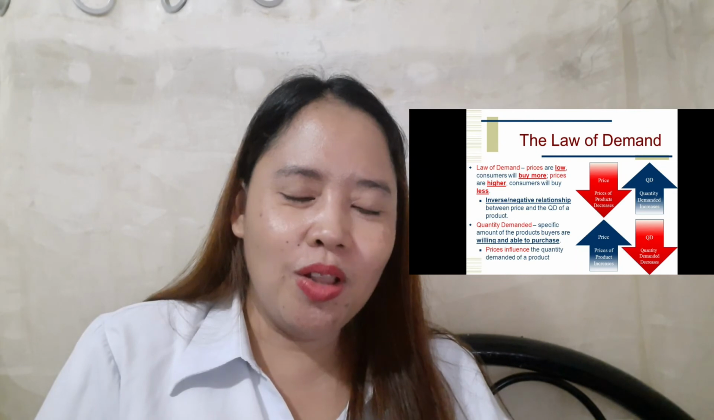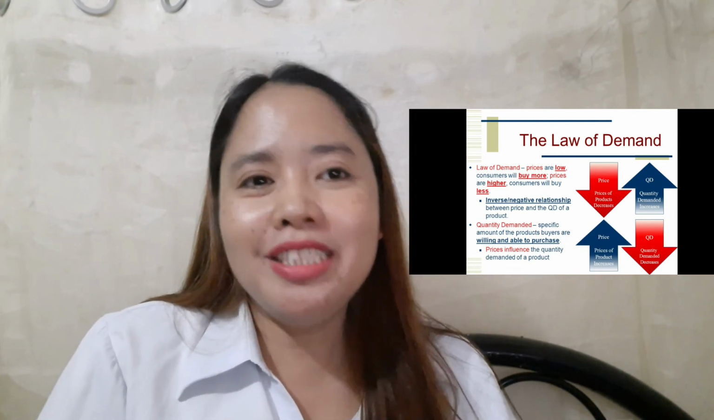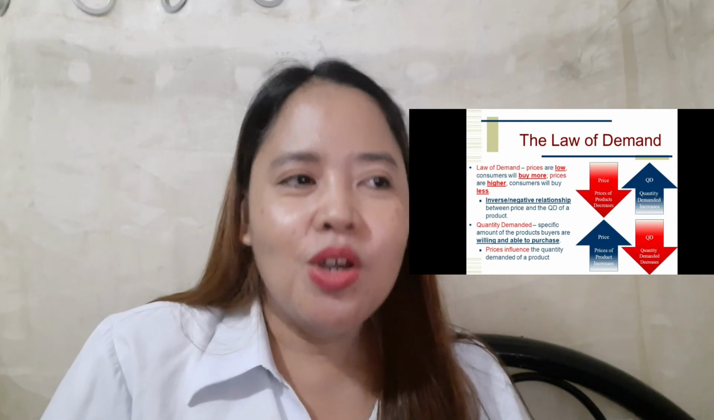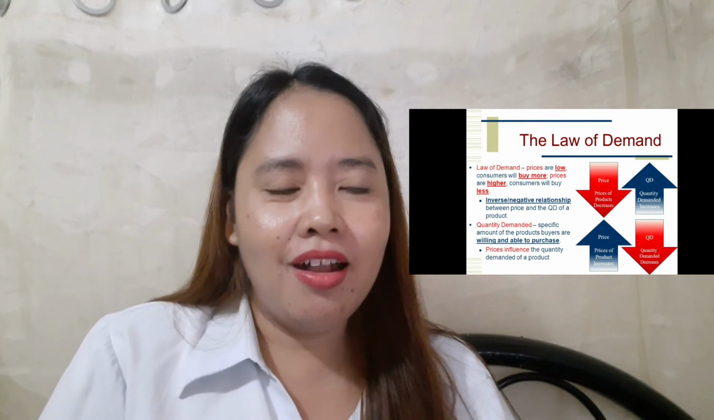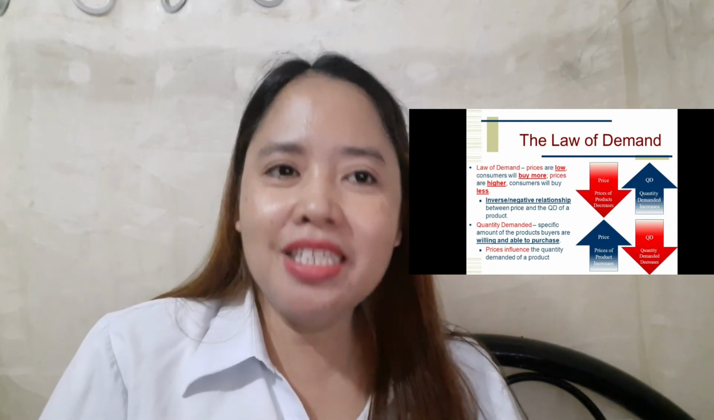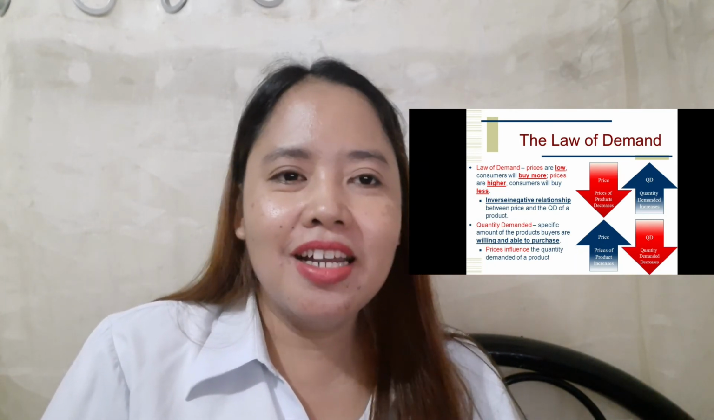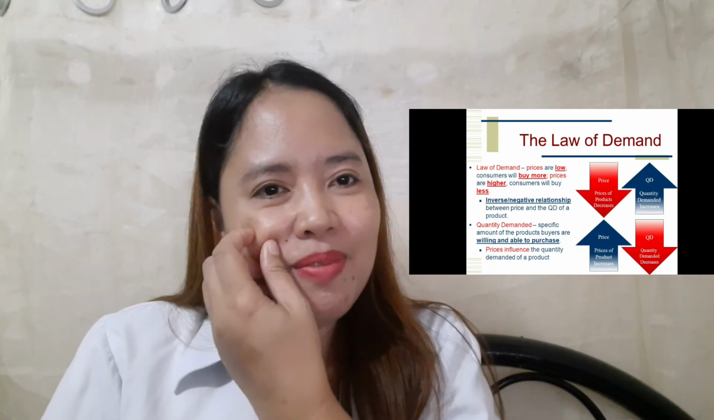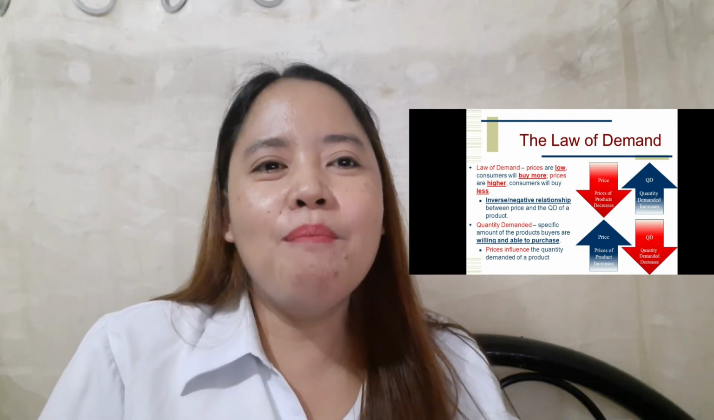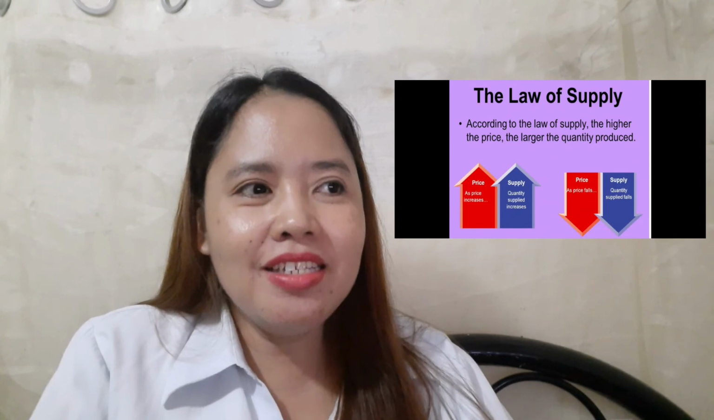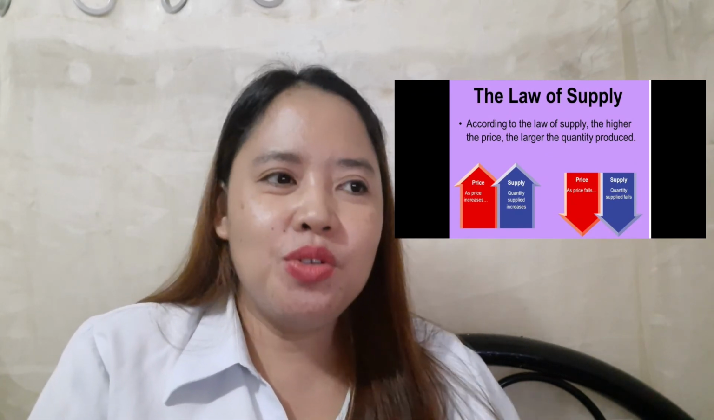For example, mall sales. More people look for the sale items and buy more. And when you give a discount and have a lesser price, customers are engaged to buy more items of a specific product. According to the law of supply, the higher the price, the larger the quantity produced.